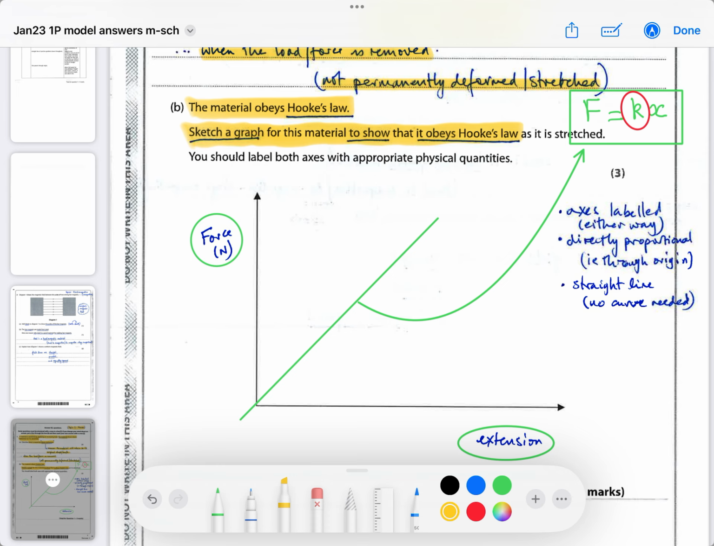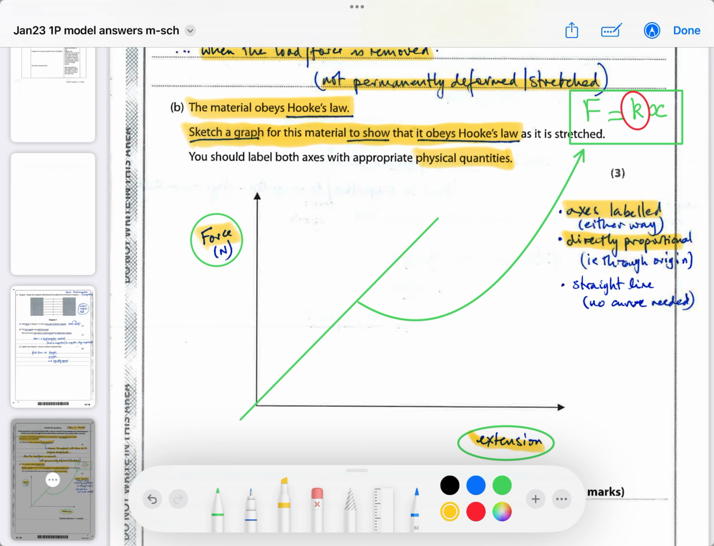You should label both axes with appropriate physical quantities. So by physical quantities, we mean force and extension. So I've put extension and I've put force. You do not need to put the units in this case, okay? Because we don't know if they measured the extension in centimeters or millimeters. So axes labeled, and you can put them either way round, 1 mark.